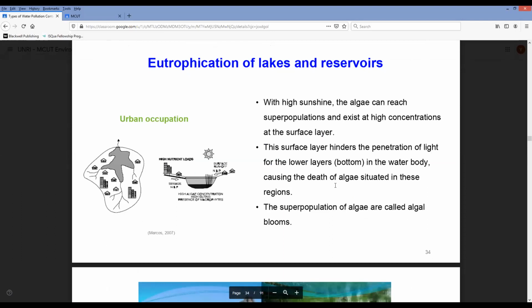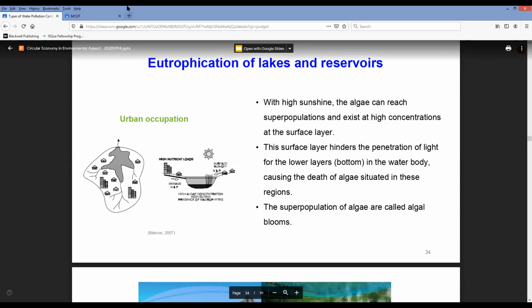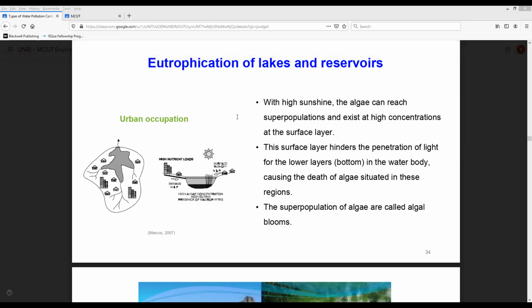And then this is for the urban occupation. With high sunshine, the algae can reach a super population, because usually the algae are floating around on the lake. When they come into contact with light, they grow very fast. When algae grow too much, they float on the surface of the water and form a layer.